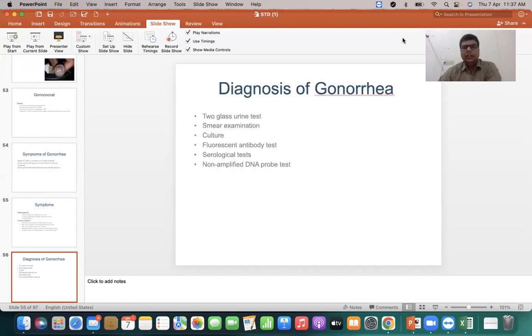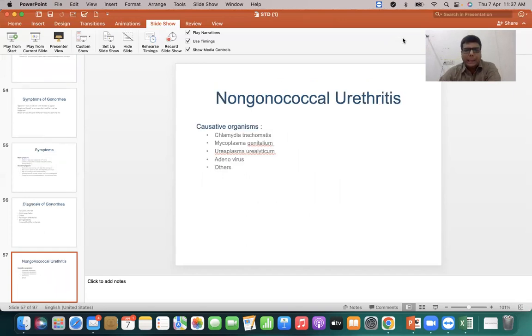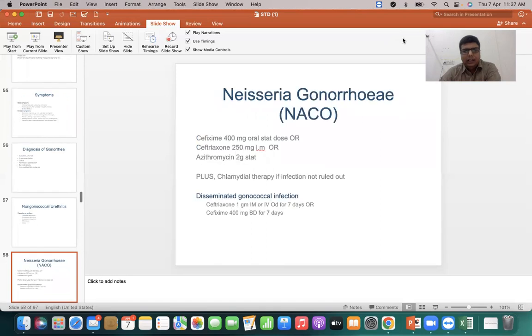How is the diagnosis of gonorrhea done? We will do the 2-glass urine test, smear examination, culture, fluorescent antibody test, serological test, non-amplified DNA probe test. Then for non-gonococcal urethritis, the main causative organisms are Chlamydia trachomatis, Mycoplasma genitalium, Ureaplasma urealyticum, adenovirus.